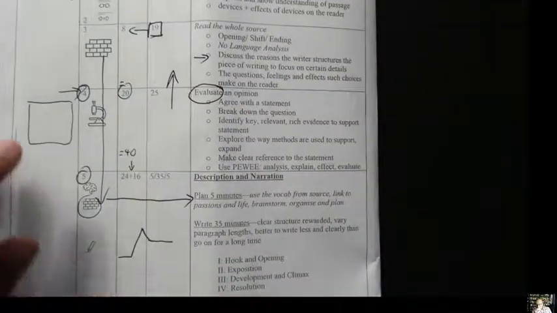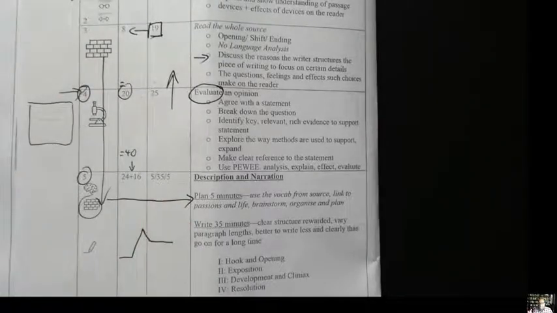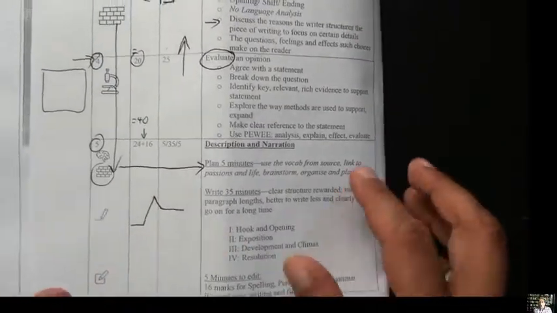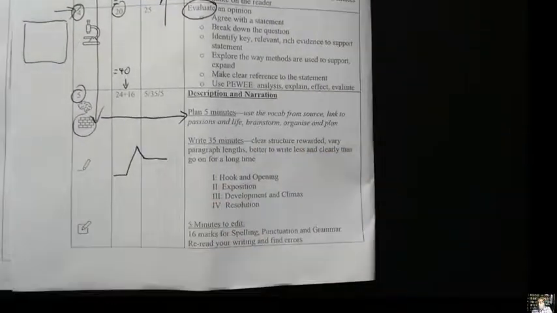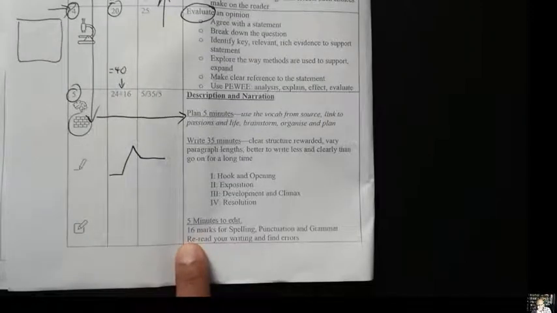So the more you understand that this paper is linked, the better both sides of it get, both the reading and the writing. The writing should be 35 minutes, and of course the editing is really crucial because there are 16 marks for spelling, punctuation, and grammar.